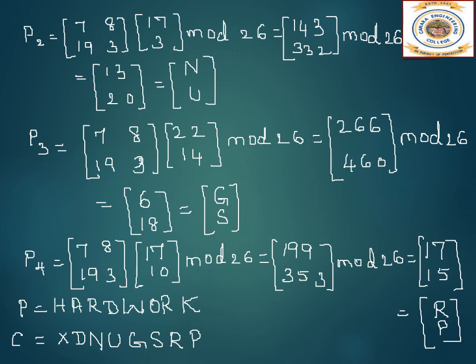In case you have a 3 cross 3 matrix, then we have to take a column vector with 3 alphabets. If it is 2 cross 2, we take 2 alphabets, and the same procedure is followed. We have seen the encryption process. Now let us see how to do the decryption.